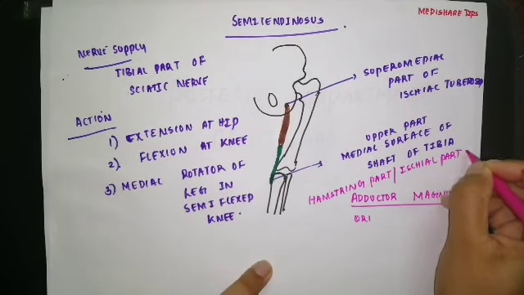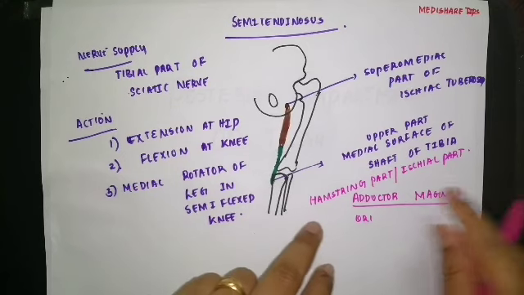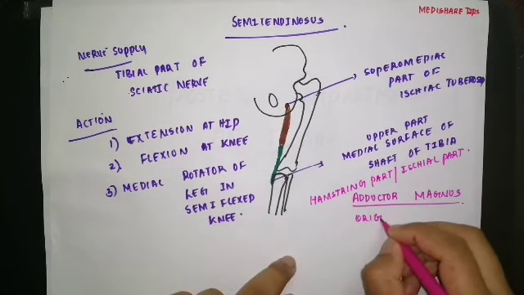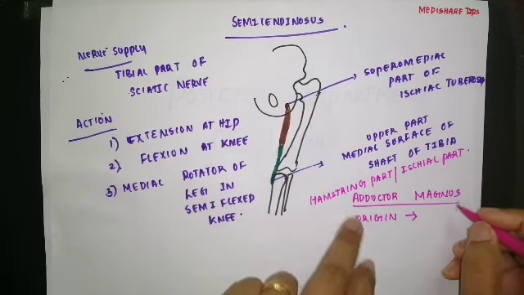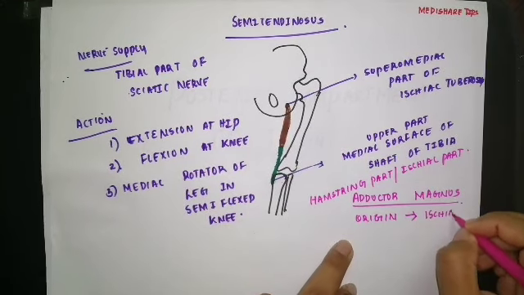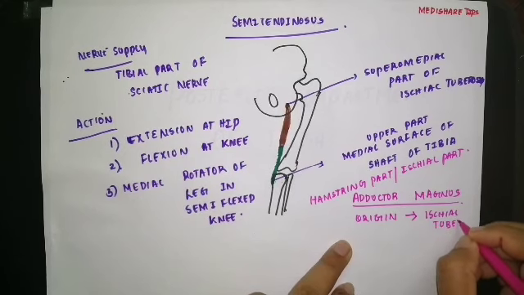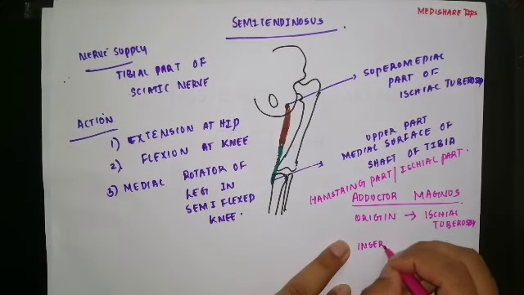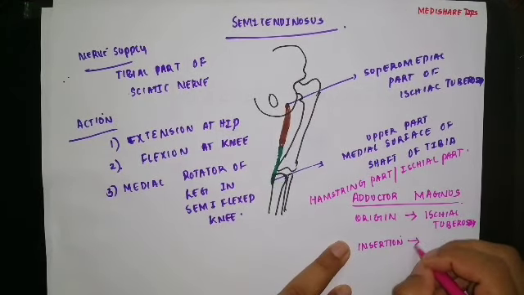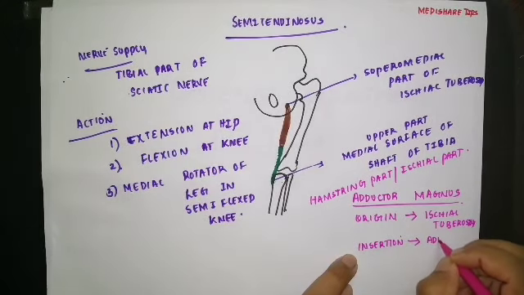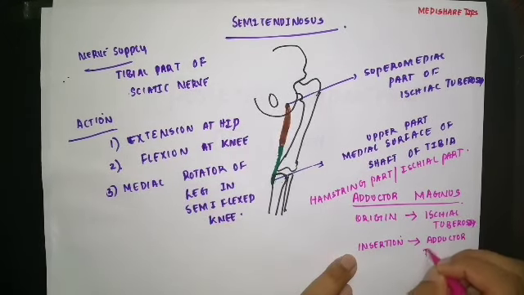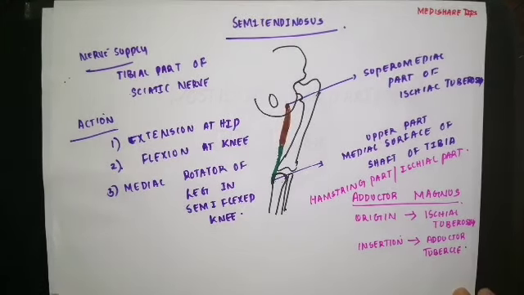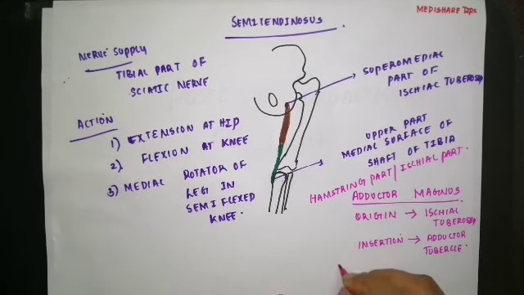This also forms a muscle of the posterior compartment of the thigh. Its origin is from the ischial tuberosity, and its tendon gets inserted into the adductor tubercle. Sorry, the insertion is to the adductor tubercle. Now the action of this muscle is extension at the hip joint.